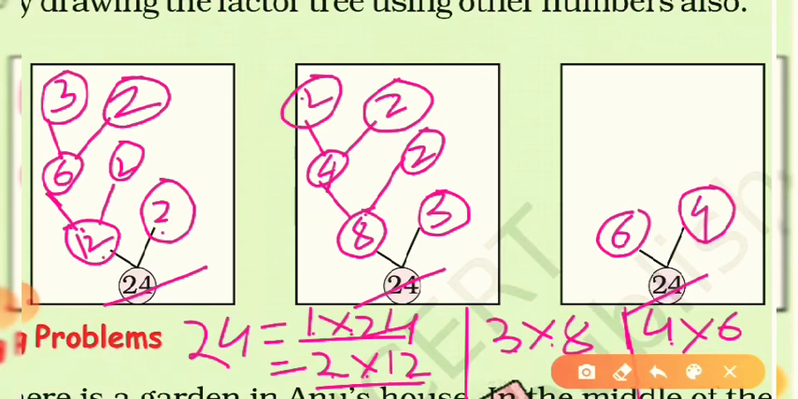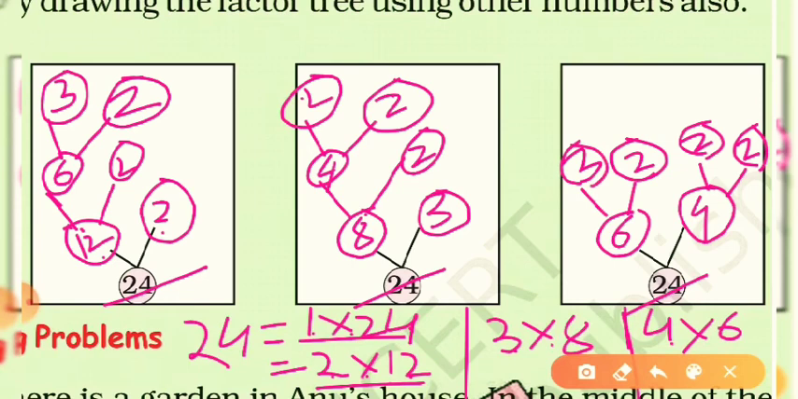Now 4 also has factors. So write 2 here, and for another branch you can write 2 also. Now leave it because they both have 1 as their factor. Now come to 6. Its first factor will be 2. And its other factor will be 3. So in this way we have completed the factor tree of 24 in 3 different ways.